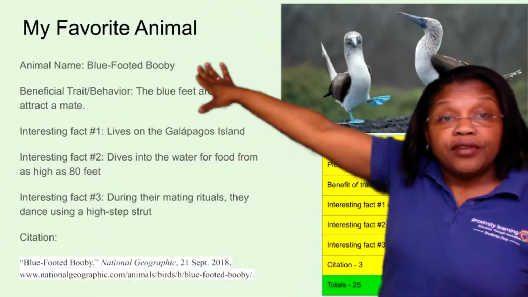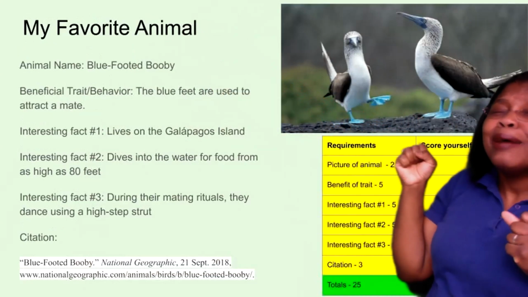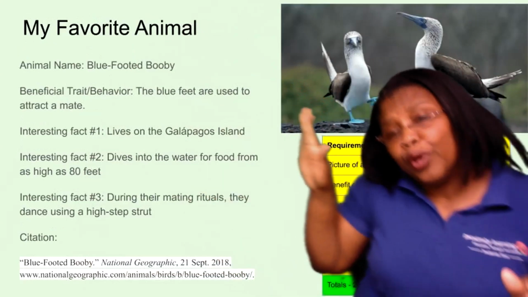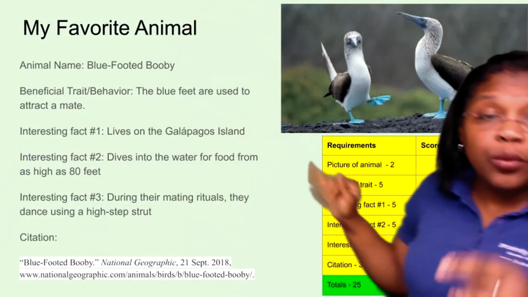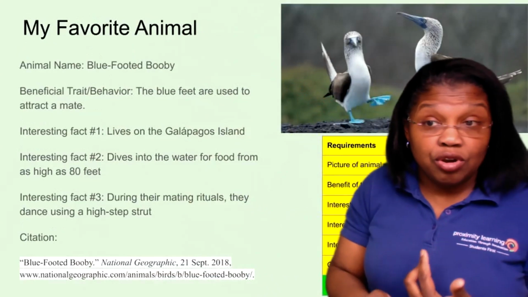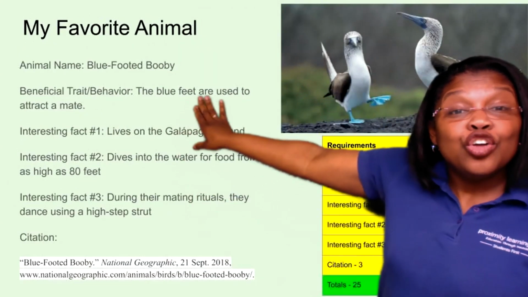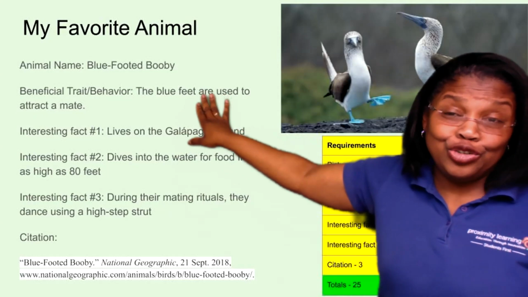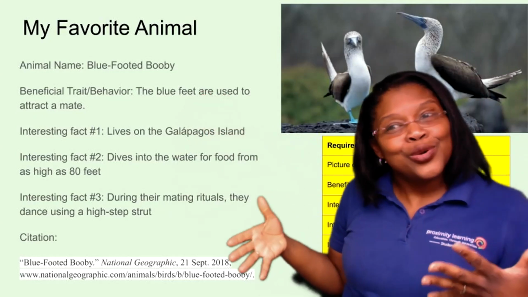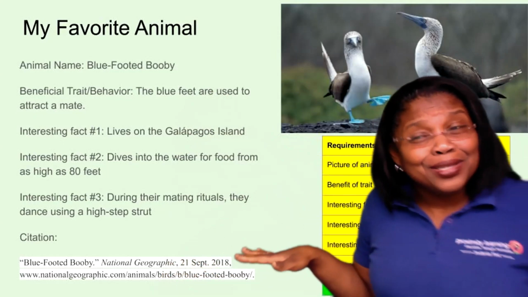Well, what is the name of your favorite animal? Mine is the blue-footed booby. Look, I think they're so cute. Gosh. And they have the cutest mate dance in the world. It looks like this little stomping waddle thing. It's so adorable. Anyway, what is the beneficial trait or behavior that I'm focusing on? I'm focusing on their blue feet. Their blue feet are used to attract mates. That's why they're so blue. I just think it's the coolest thing in the world. It's like, look at my feet, baby. They're nice and blue, you know?